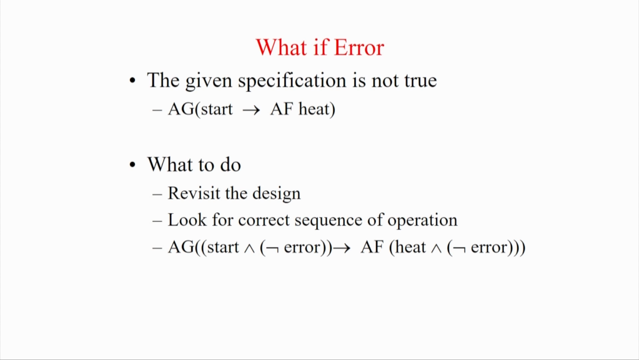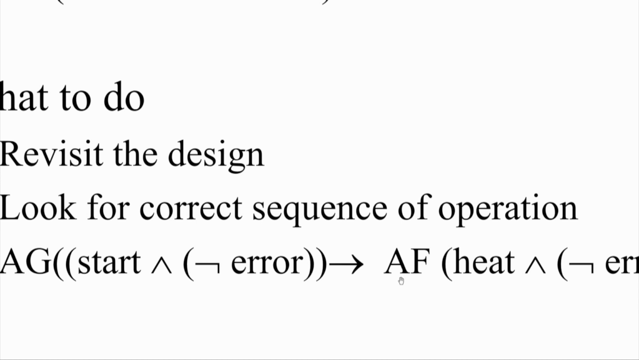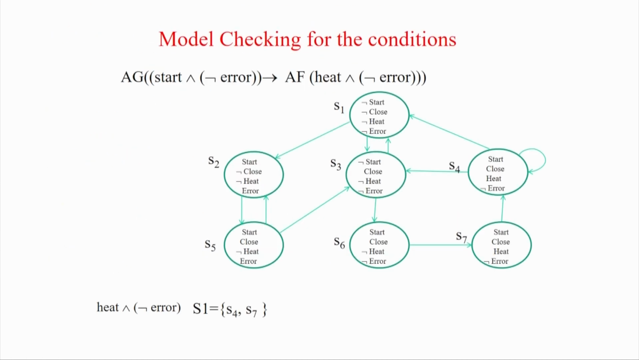So your correct property should be something like: start and not error implies all paths in future heat and not error. That is, in the non-error environment it should hold. Now basically I am not going to do this elaborately. The same thing you have to do, only along with heat. First we started with this start.